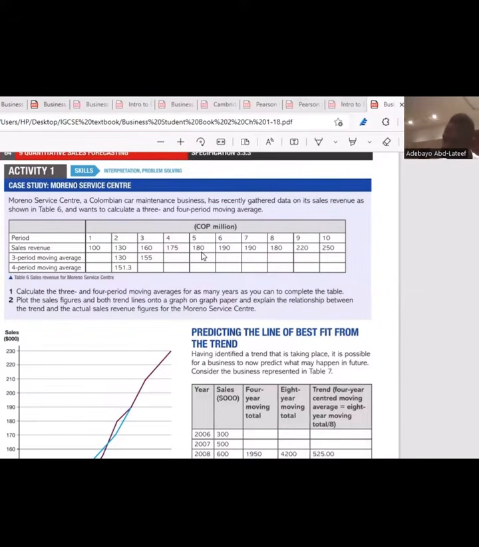So 160, you cut it off, 175 for year 3. Year 1, year 2, year 3, year 4. You're done with year 4, year 5 now, right? Yeah. Okay. 180 plus 190 plus 190 divided by 3. Yes, 186. Okay. And for year 7?